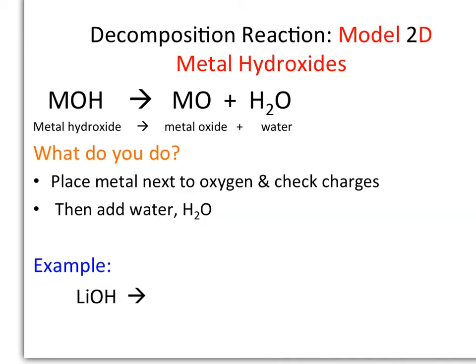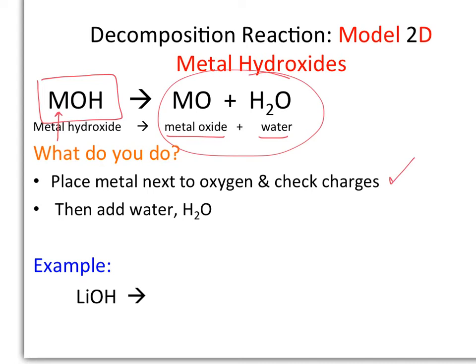All right, the next one is Model 2D. This is going to be a metal hydroxide breaking down into a metal oxide and water. How do we predict these? We need to first identify that we have a metal hydroxide as our single reactant, identify our metal, and this time we're going to put it next to oxygen. And then we're going to check our charges, and then I'm going to add water.